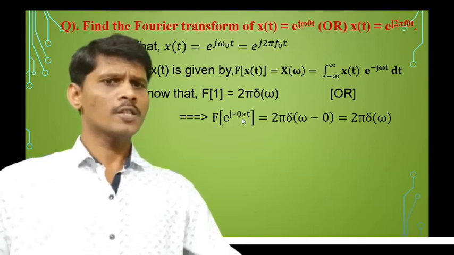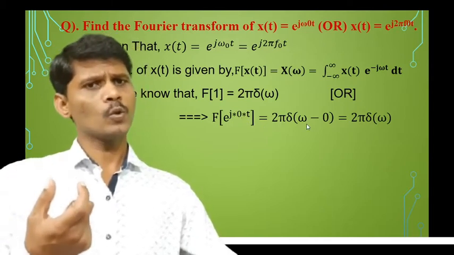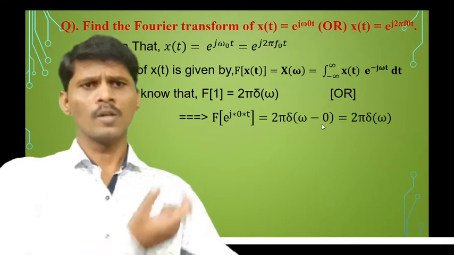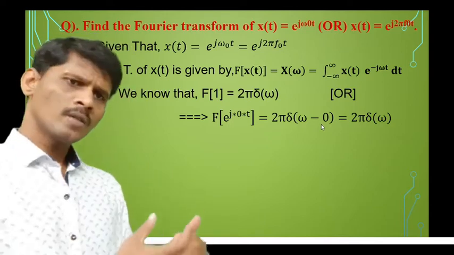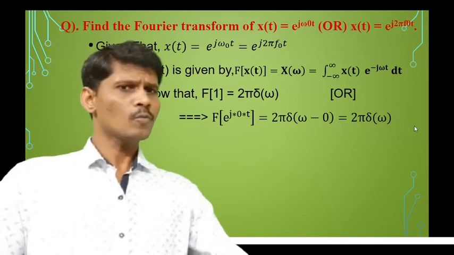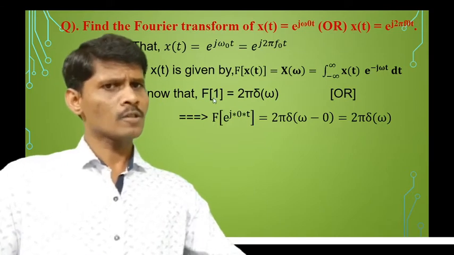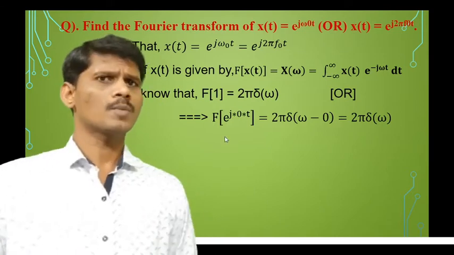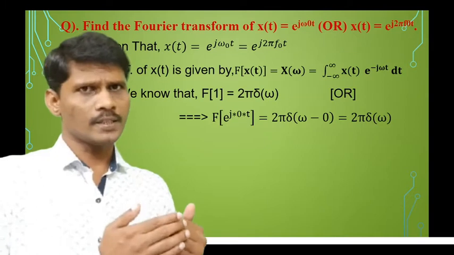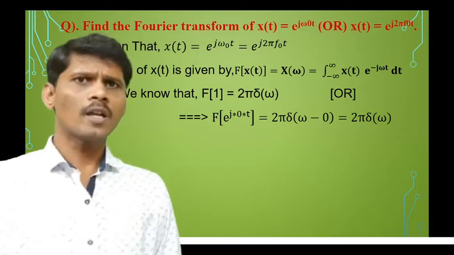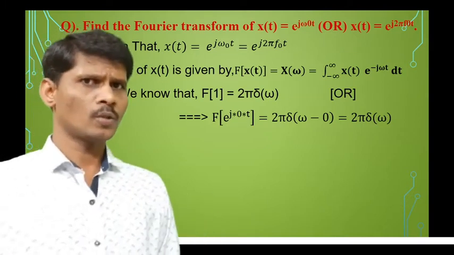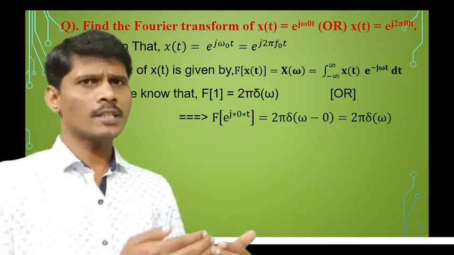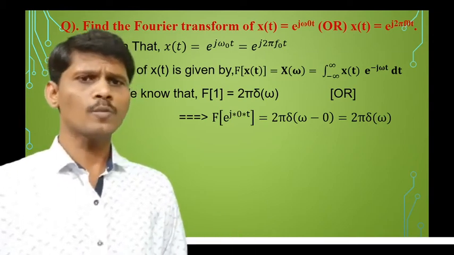Here the shifted amount is 0. So 2 pi del of omega minus 0, and omega minus 0 is omega, so 2 pi del of omega. This is also represented as the Fourier transform of e power j 0 t, which is equal to 2 pi del of omega minus 0. Del of omega minus 0 is del of omega, that is 2 pi del of omega.